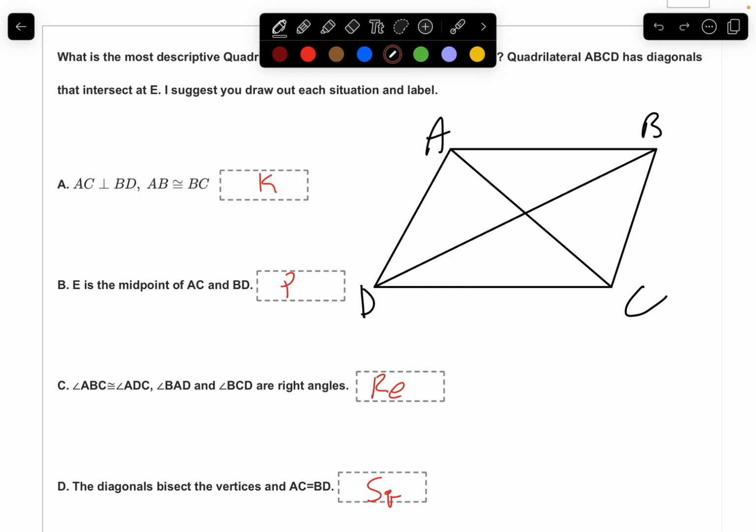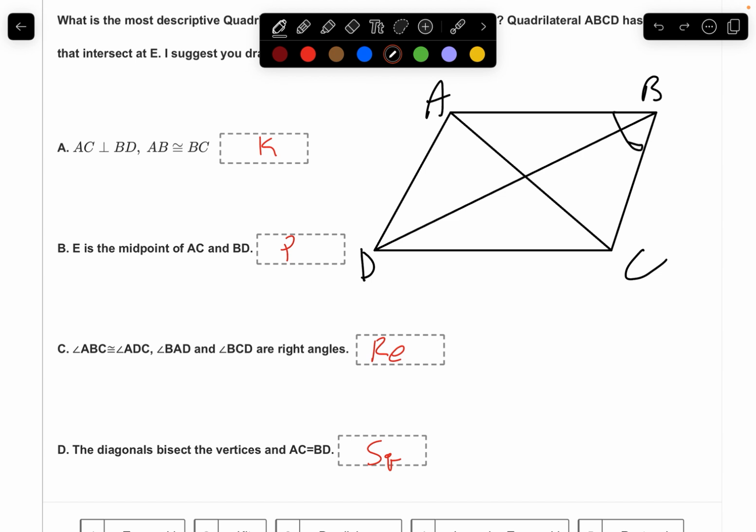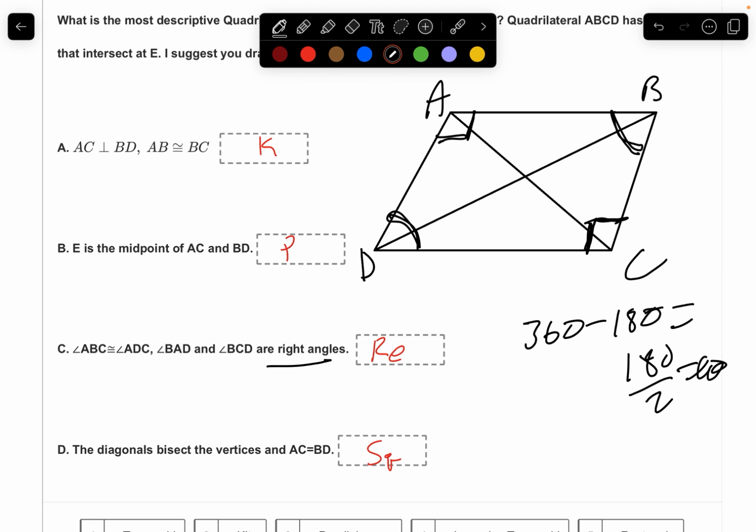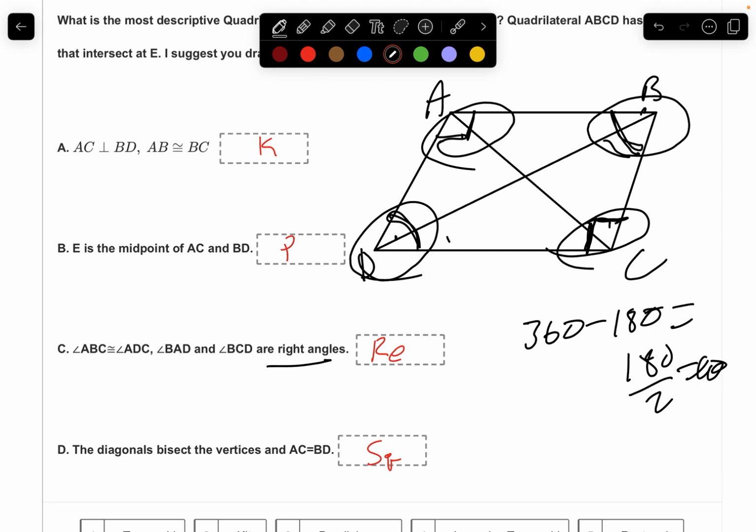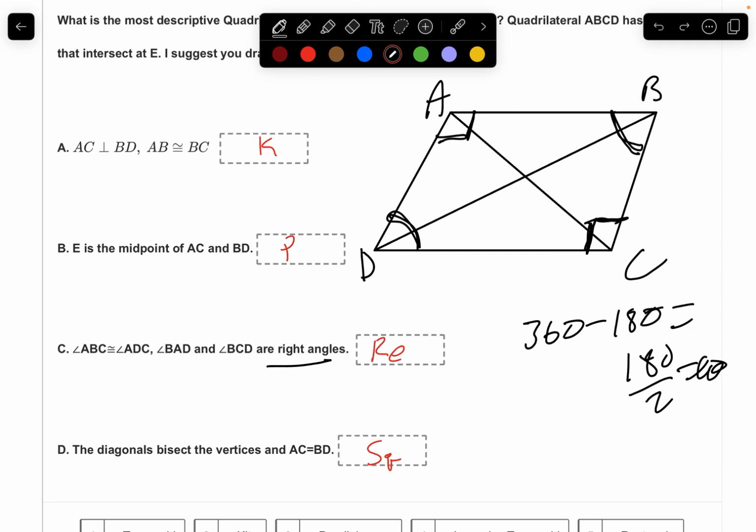Got it. If angle ABC, this whole corner, is equal to this whole corner, it could be a kite, could be a parallelogram, and angle BAD, this is 90, right? And BCD, this is 90. Well, if those two are 90, 360 minus 180 equals 180. And these two are equal. Well, if those two are equal, then they're also 90. Now they're all 90. That's the only way that could be possible. So we are at a rectangle.